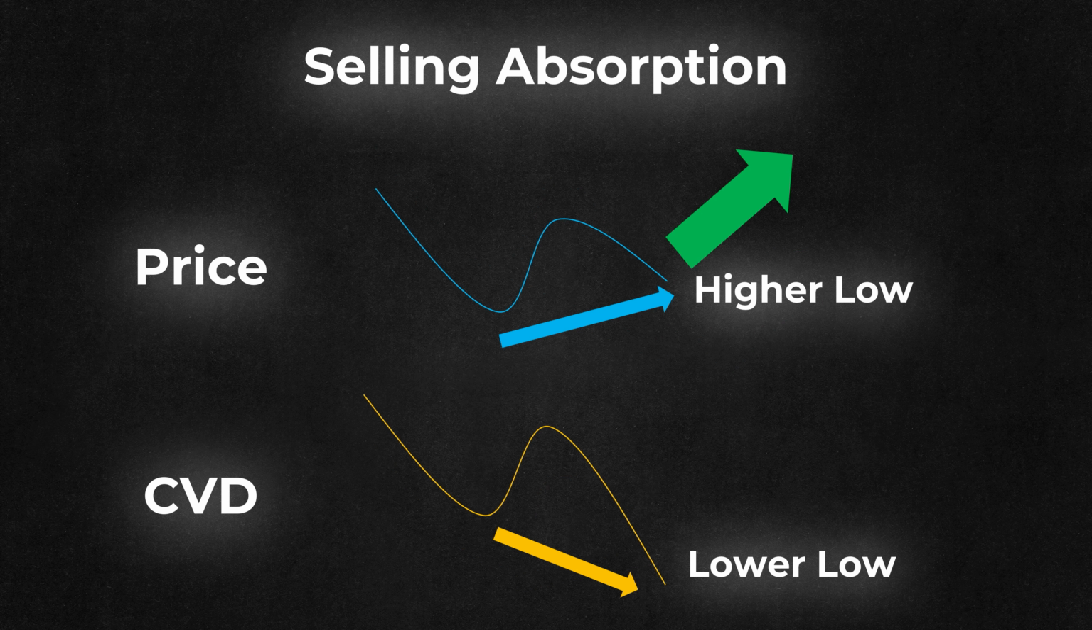If price is making higher lows and the CVD is making lower lows, it means that sellers are trying to go down, but buyers are absorbing them, so this movement is not being represented in price action. This is also an indication that price will go up. This is the selling absorption pattern.